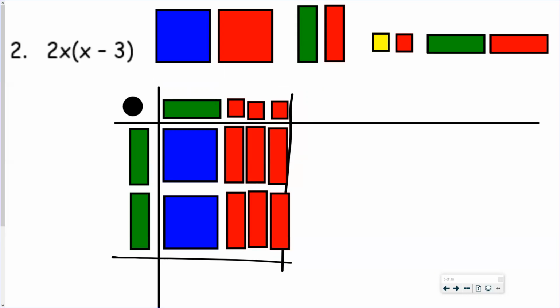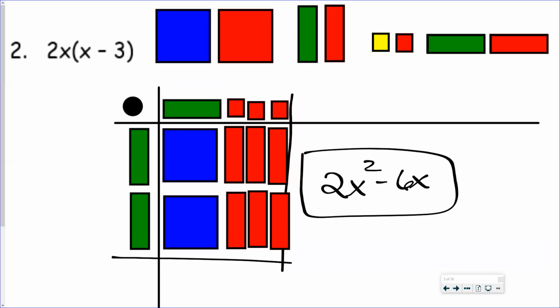And that fills in my box. So my final answer is going to be 2x squared minus 6x. And again, if we had done this on our own using distribution, we would see that same answer.